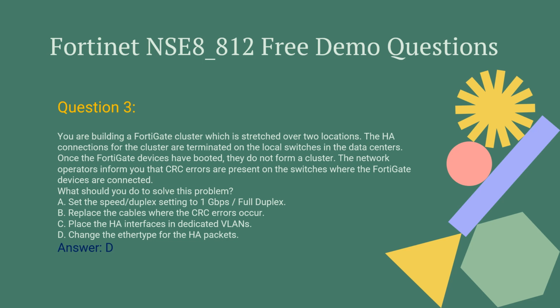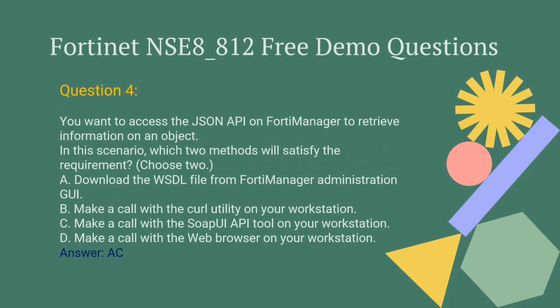A. Set the speed duplex setting to 1 gigabit per second, full duplex. B. Replace the cables where the CRC errors occur. C. Place the HA interfaces in dedicated VLANs. D. Change the ether type for the HA packets. Answer: D. 4. You want to access the JSON API on FortiManager to retrieve information on an object.